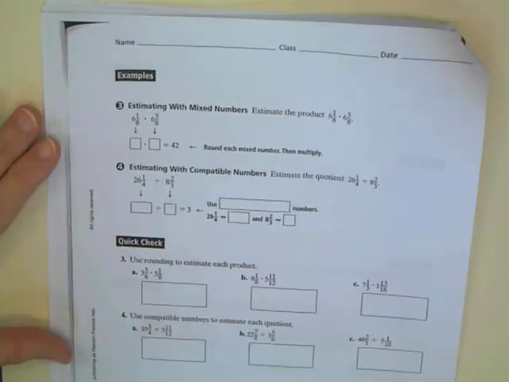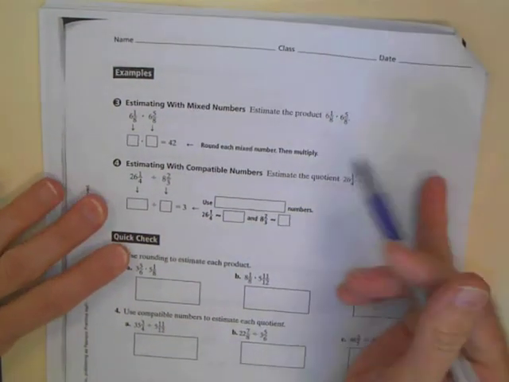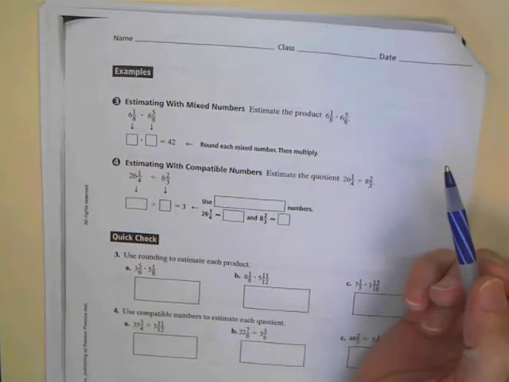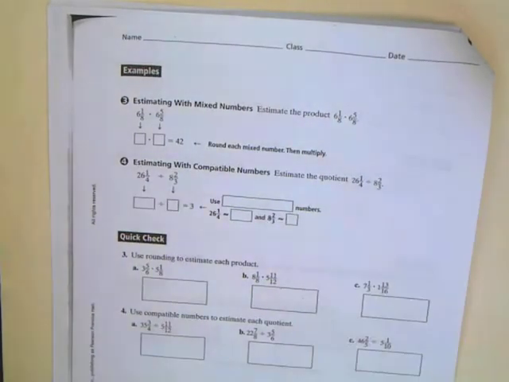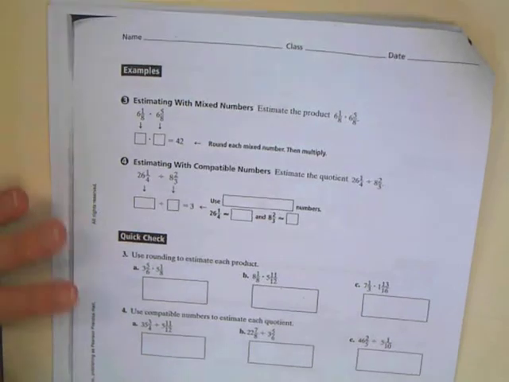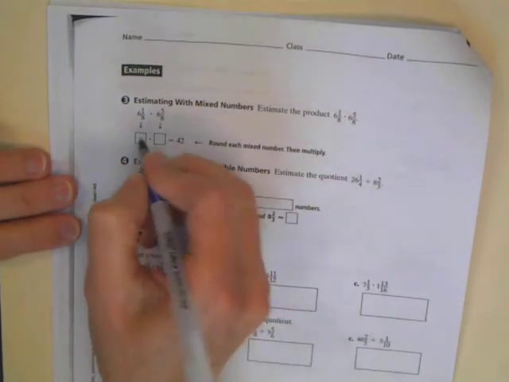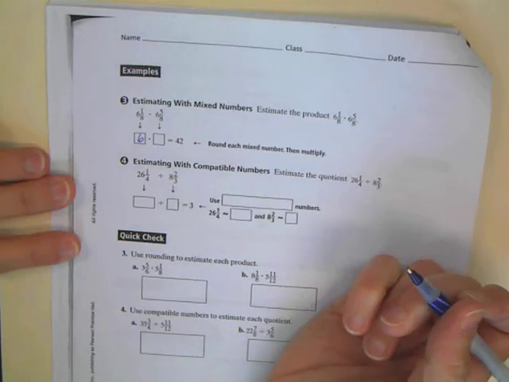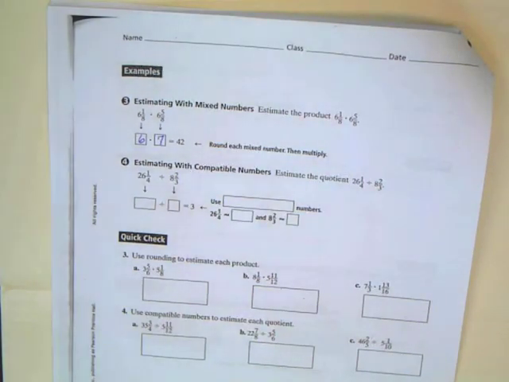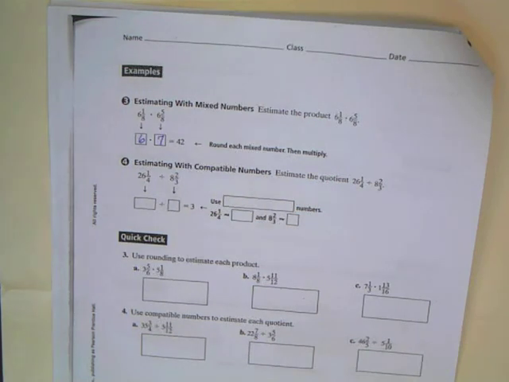This one is estimating with mixed numbers. Estimate the product 6 1/8 times 6 5/6. Let me zoom that a little bit more for you. There you go. What we want to do here is round each mixed number to the nearest whole number and then multiply. 6 1/8 is closest to 6. 6 5/6 to the nearest whole number is 7. So 6 times 7 is 42. We round first and then we multiply. So the estimate here is 42.